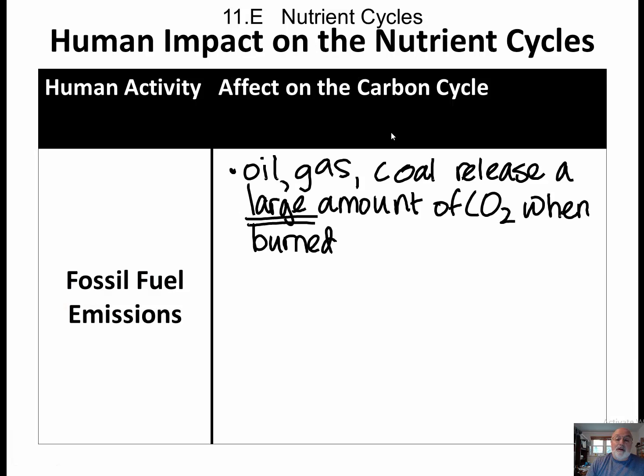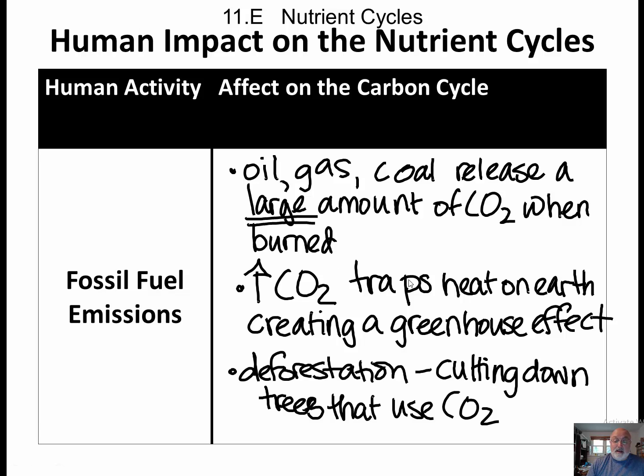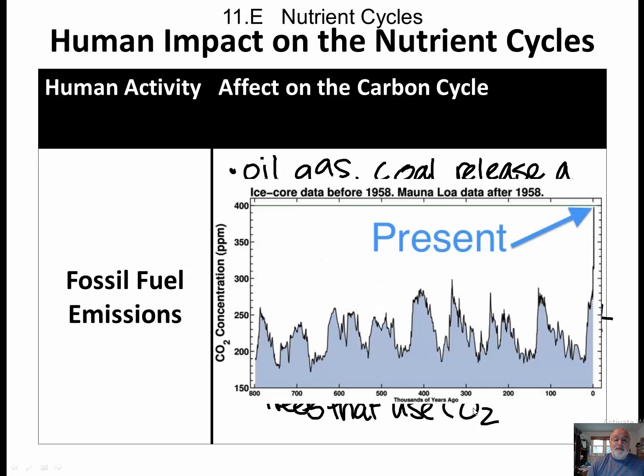What's the problem? Well, oil, gas, coal release produces large amounts of carbon dioxide when it's burned. Carbon dioxide traps heat in the earth, creating a greenhouse effect. And deforestation, cutting down the trees, which actually are supposed to use the carbon dioxide, actually releases carbon dioxide when we burn the wood. And instead of it actually being pulled out of the atmosphere, it's going into it.